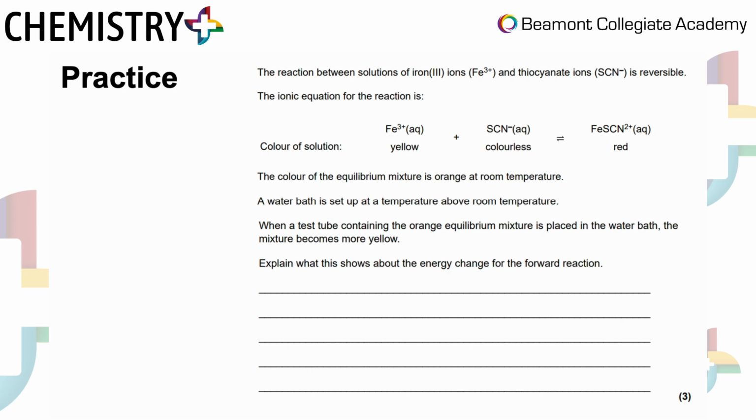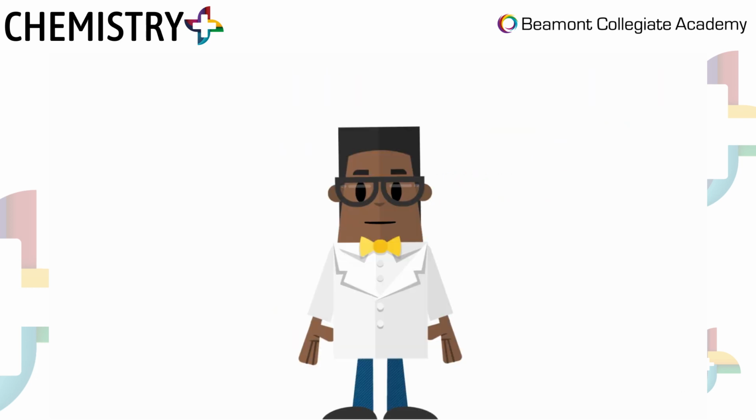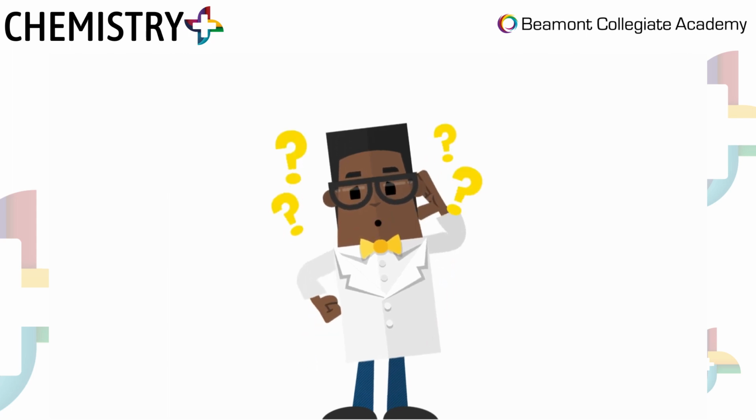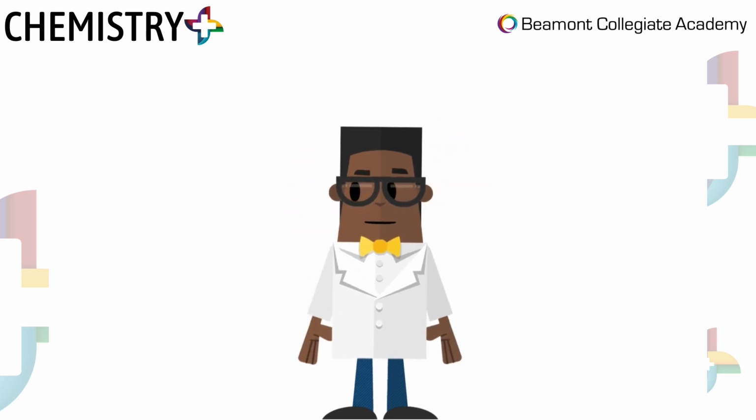So here's my thoughts on this question. If it's turning yellow, that would suggest a shift of the equilibrium to the left. This would be to counteract the temperature increase. However, what should my third point be? Do we understand this? Make sure you're checking your answers against the GCSE mark scheme.